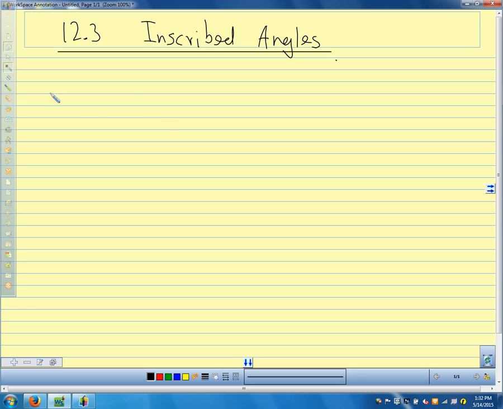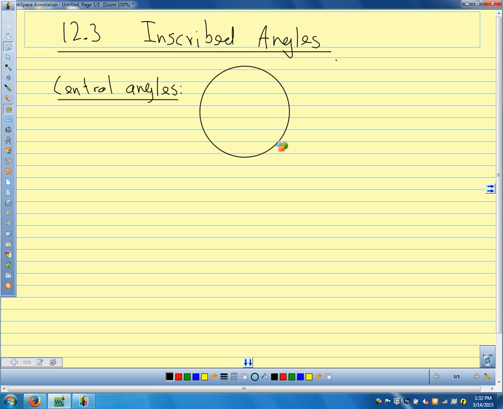All right, so I want to have a quick review before we talk about inscribed angles. So let's remember we talked a little bit about central angles when we talked about chords and arcs. So I just want to remember how the central angle is related to the arc. So a central angle has the vertex at the center.